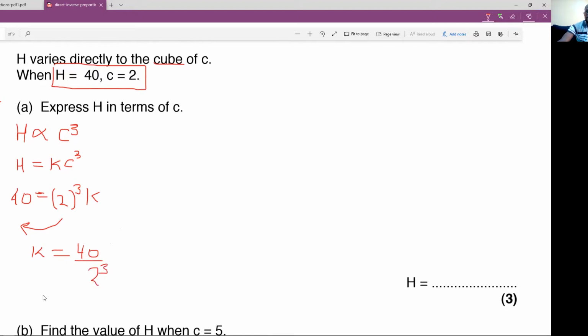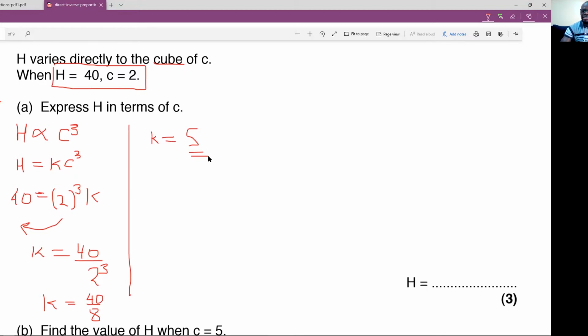From your calculator, 2 power 3 is 8. So 40 divided by 8 is going to give us the value of k. That means k equals 5. So this is the value of our constant. Once you have this, you can answer question A.